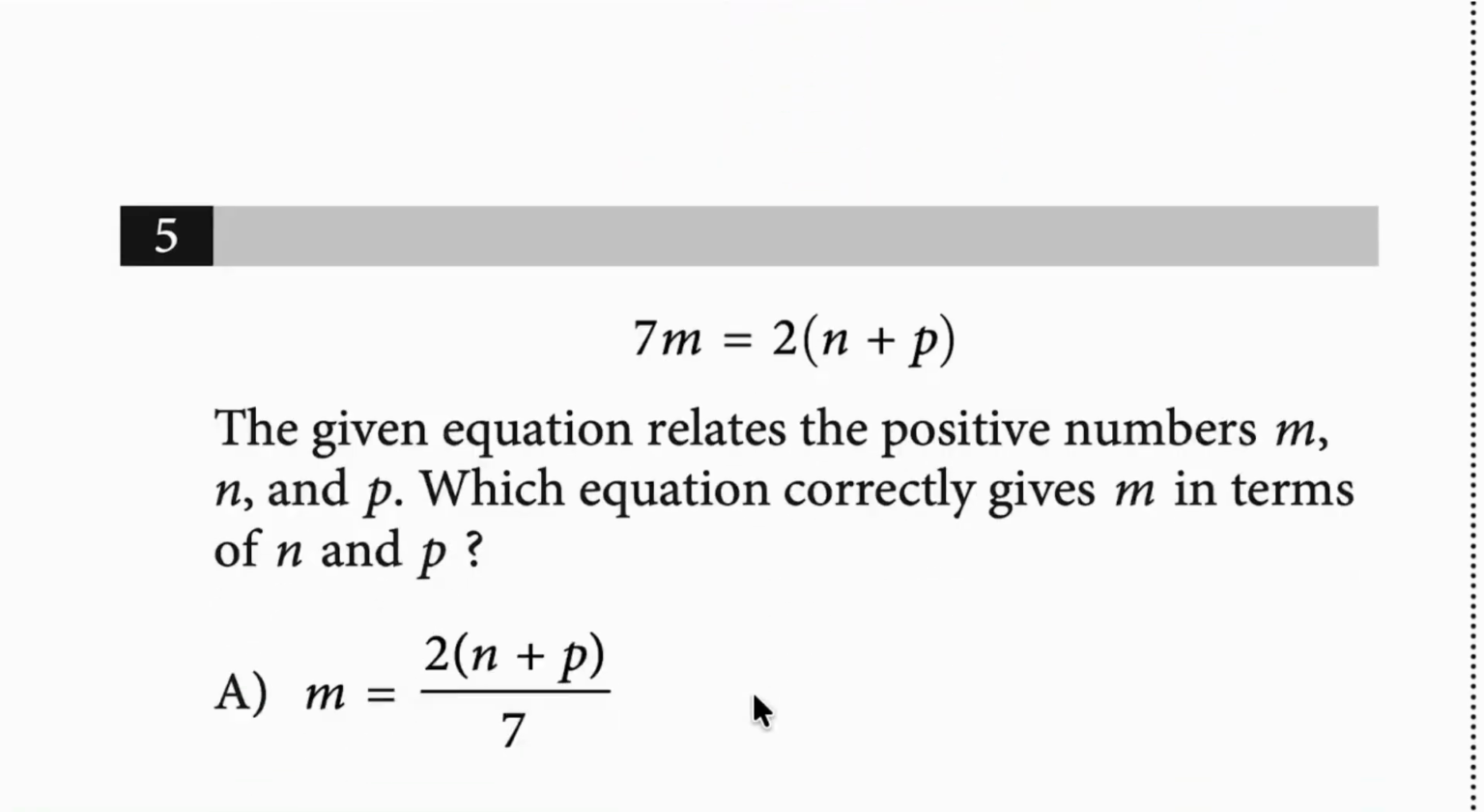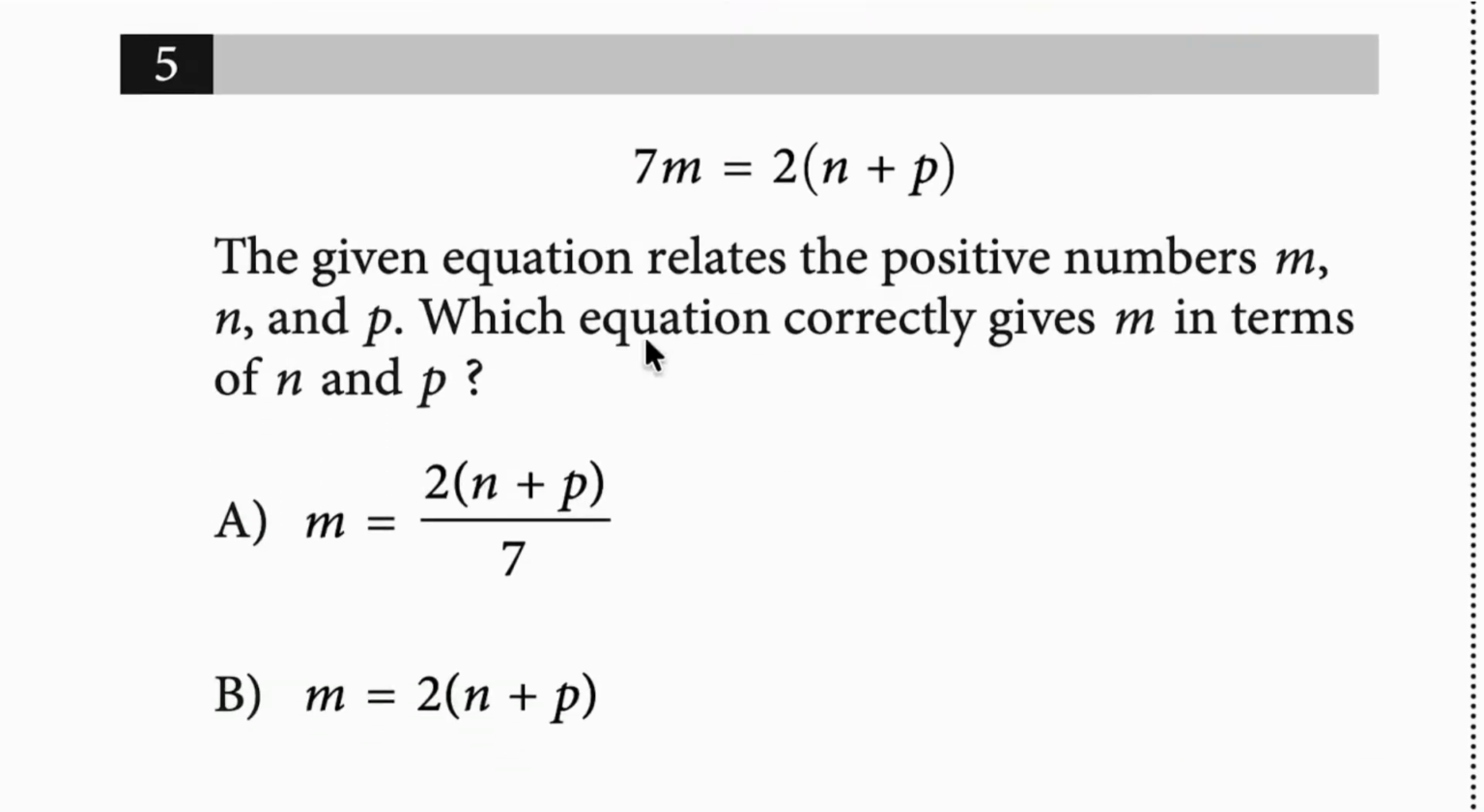Okay. Question number 5. The given equations relate the positive numbers m, n and p. Which equation correctly gives m in terms of n and p? So when it says m in terms of n and p, that means you have to keep m on the left hand side and n and p on the right hand side. Now we know what is to be done. So let's start our work from that.